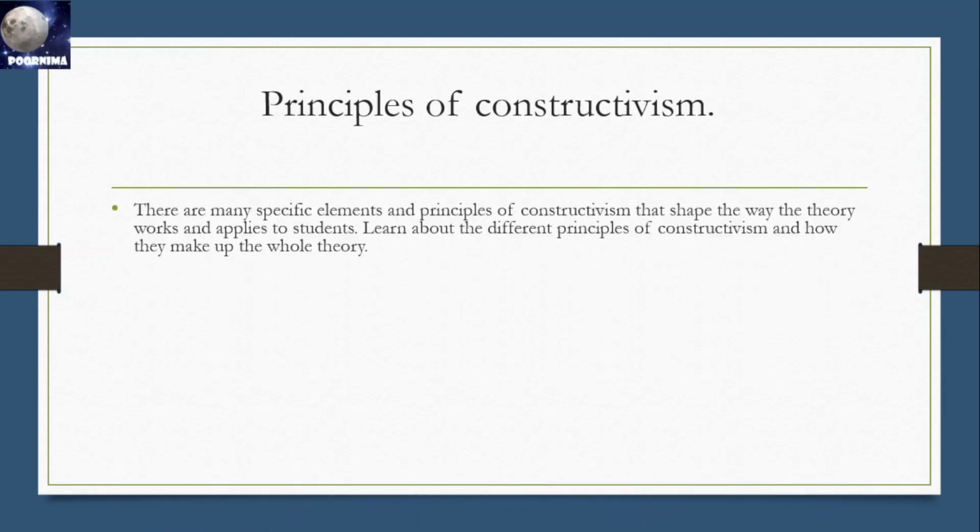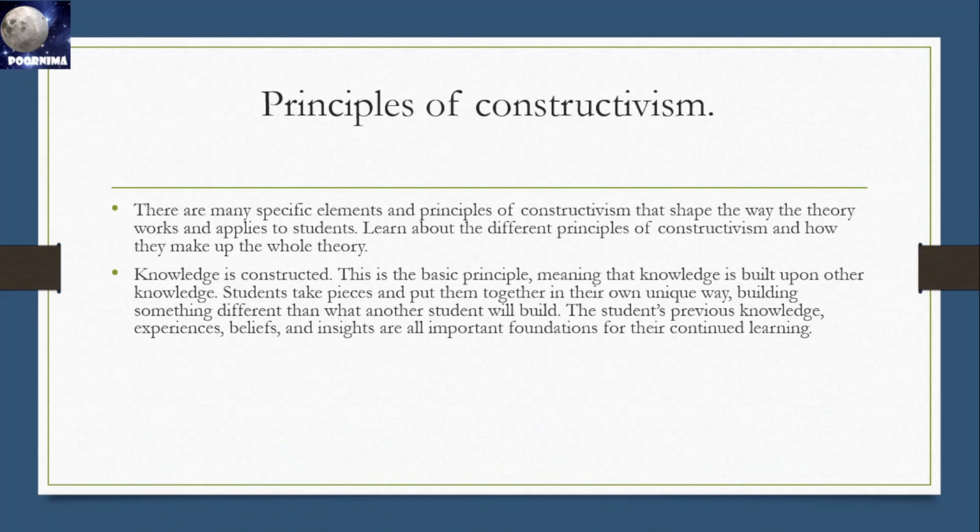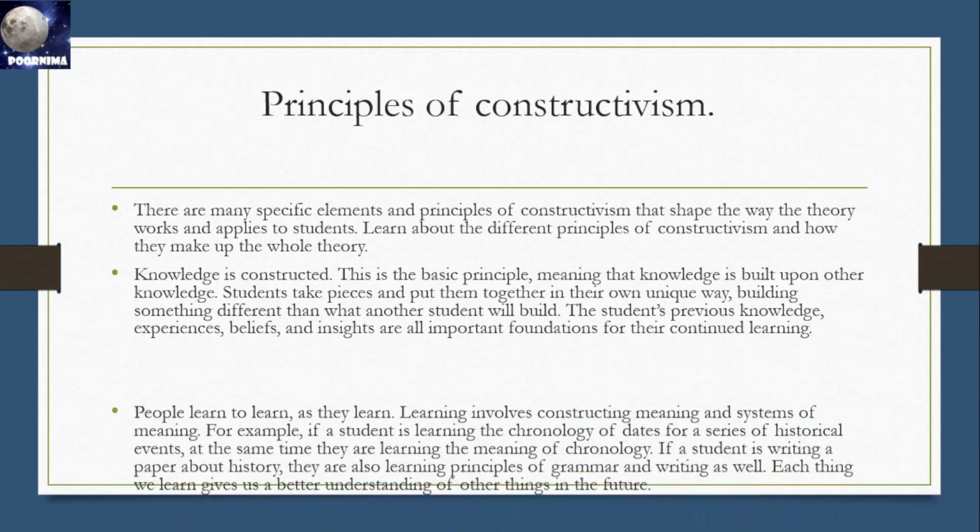Principles of constructivism. There are many specific elements and principles of constructivism that shape the way the theory works and applies to students. Learn about the different principles of constructivism and how they make up the whole theory. Knowledge is constructed. It is a basic principle, meaning that knowledge is built upon other knowledge. Students take pieces and put them together in their own unique way, building something different than another student will build. Students' previous knowledge, experiences, beliefs, and insights are all important foundations for their continued learning.